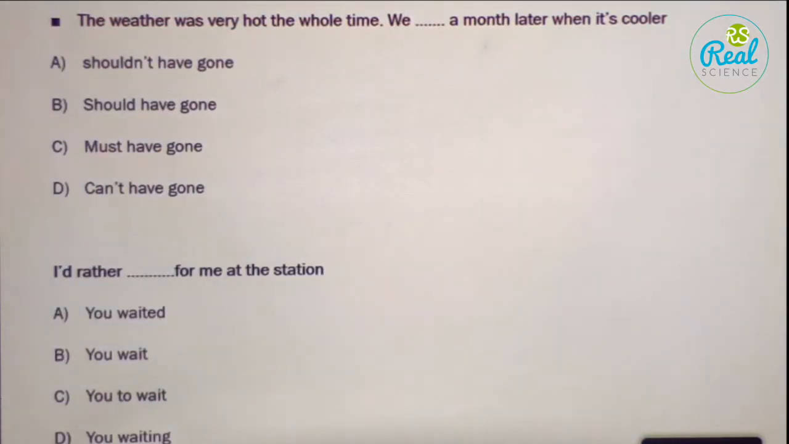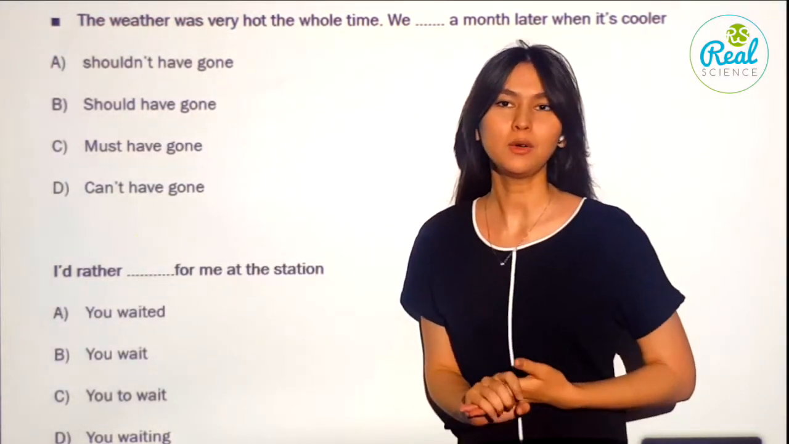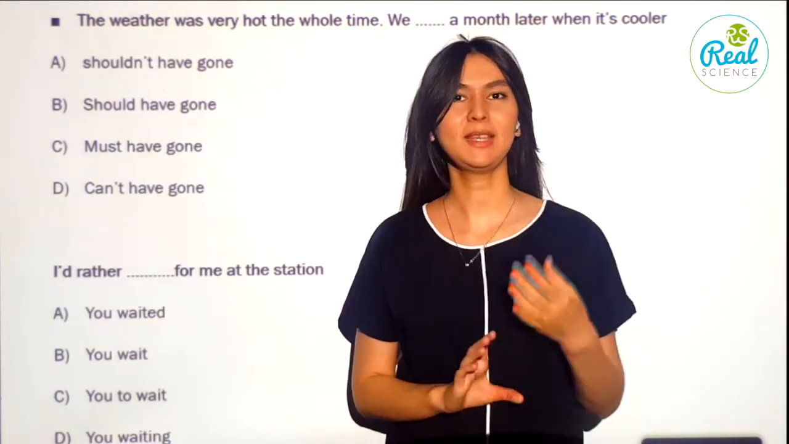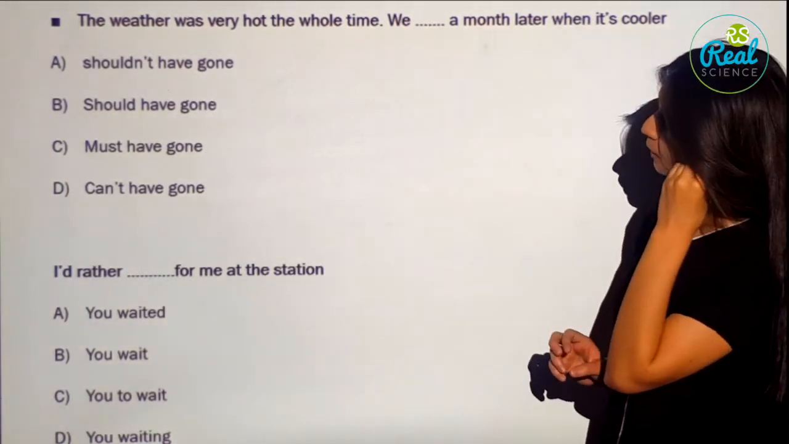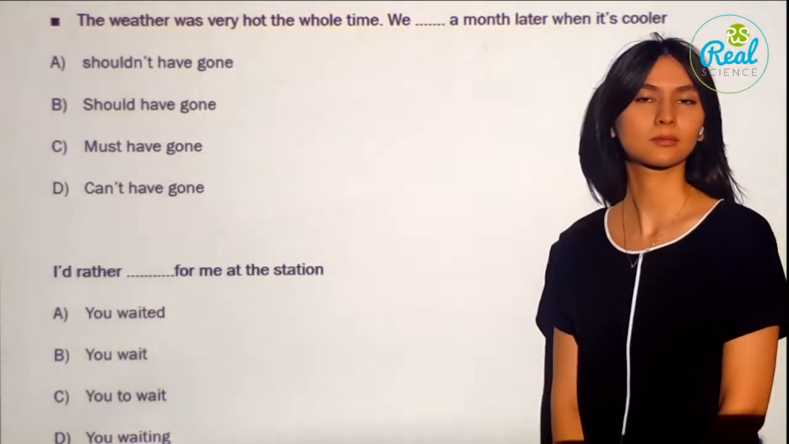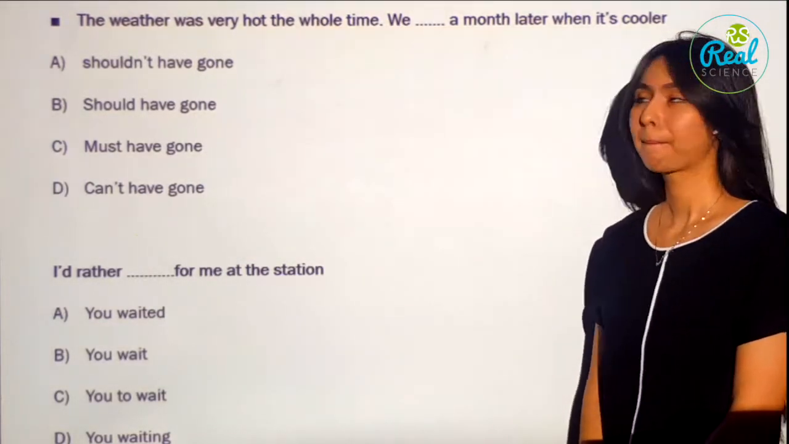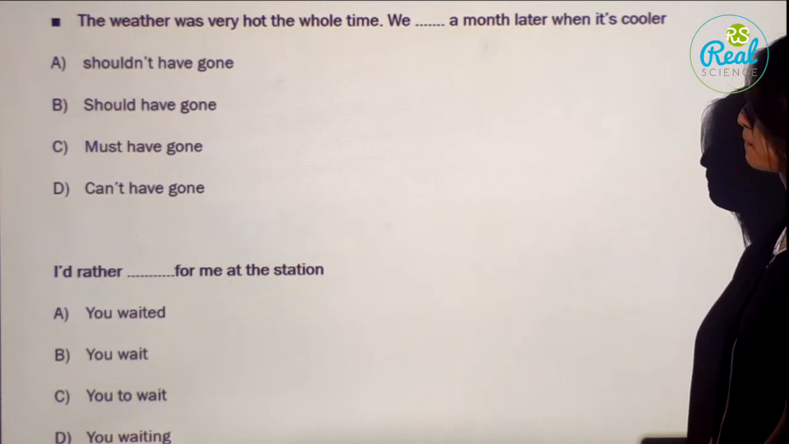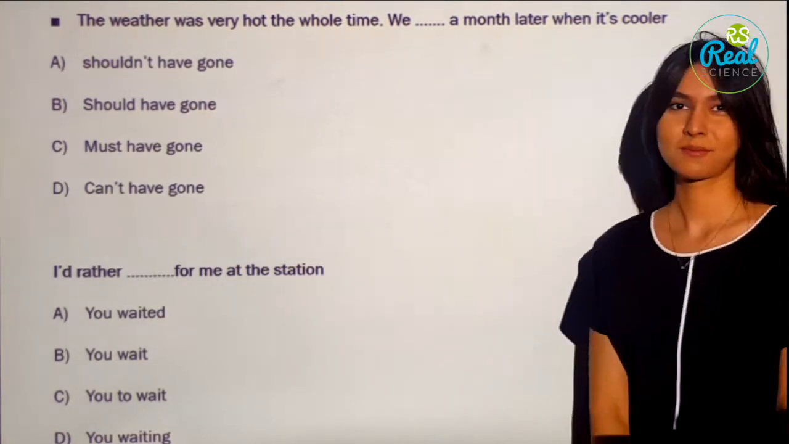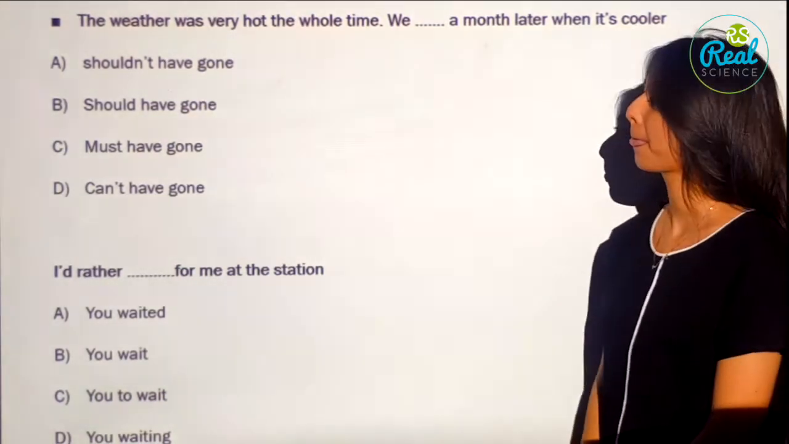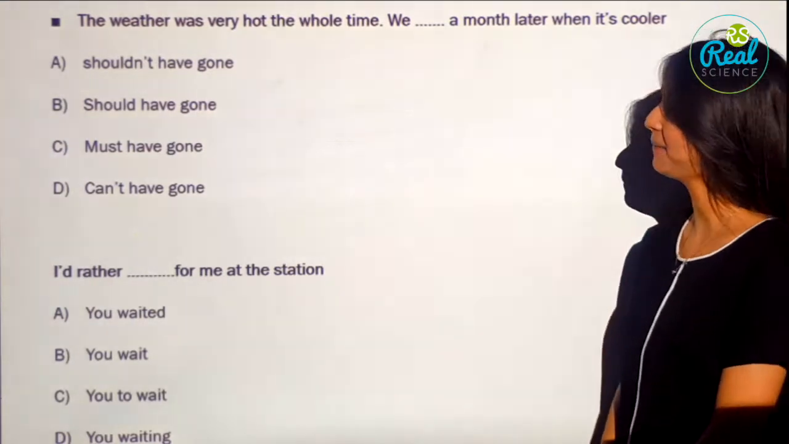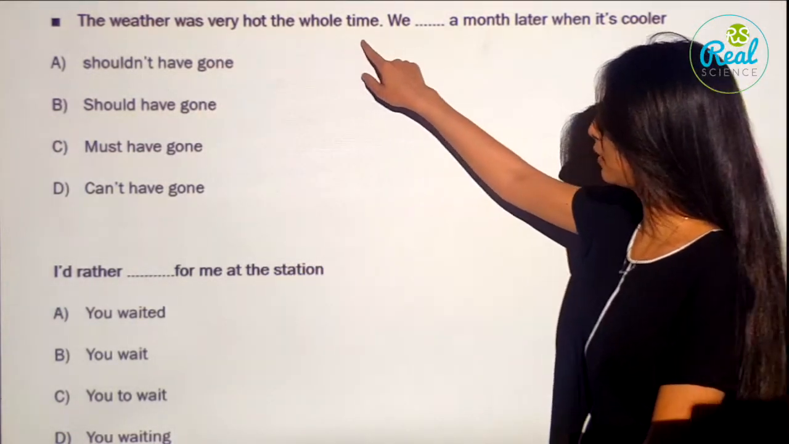So the next list of questions. So the first one, who wants to read? Now I need just one volunteer. Yes, Jasmina. The weather was very hot the whole time. We shouldn't have gone a month later when it's cooler. I think it's B. Yes, we should have gone. Okay, so the weather was very hot the whole time.